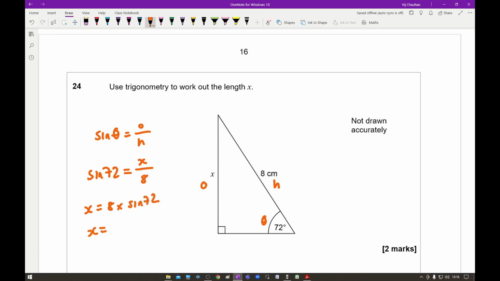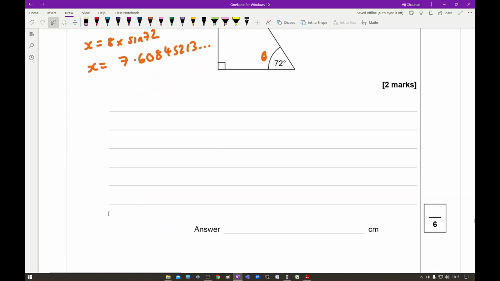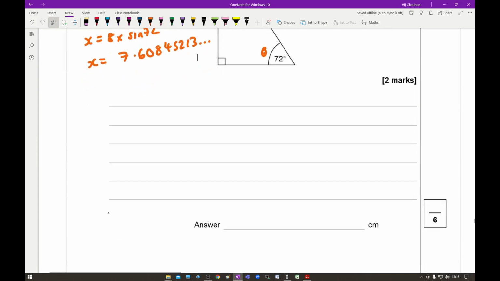So on the calculator, type that in, I get 7.608452213. It doesn't mention anything about rounding, so you can write your answer any which way you want. So I would go for 7.6 to 1 decimal place.